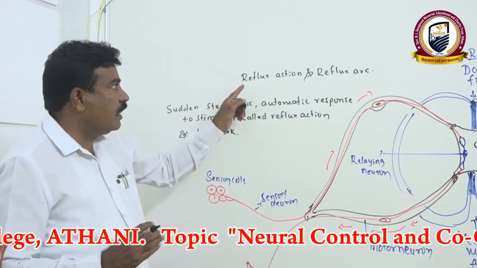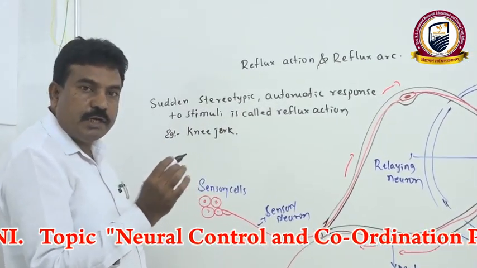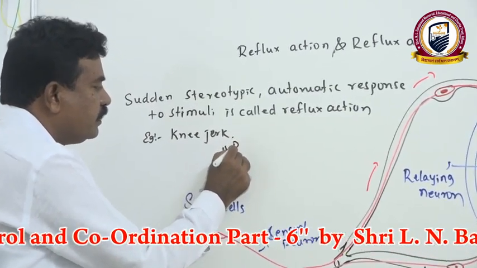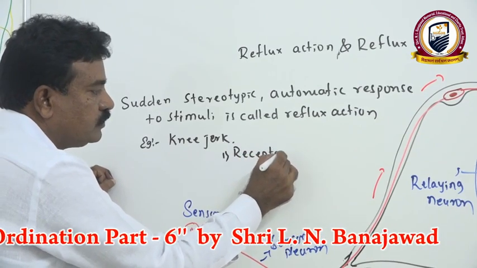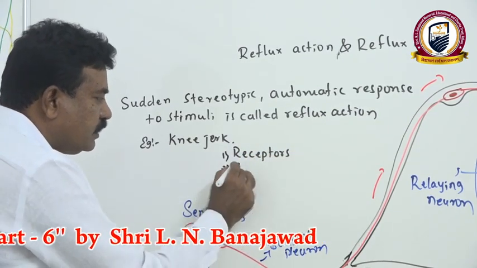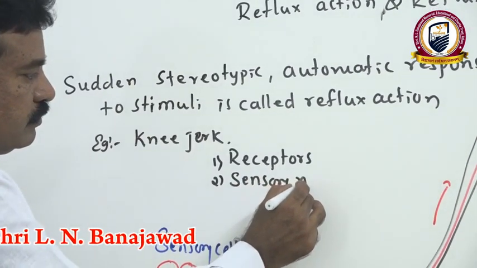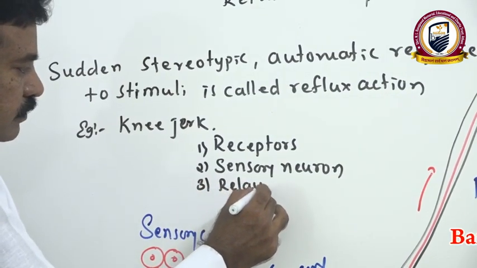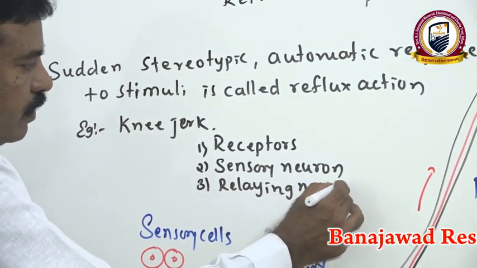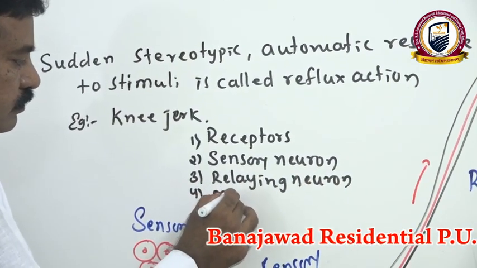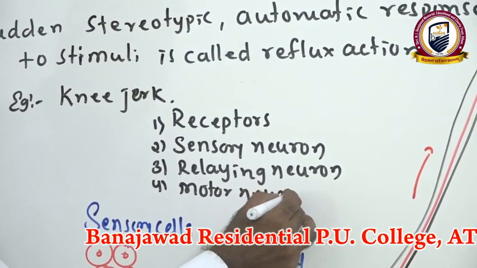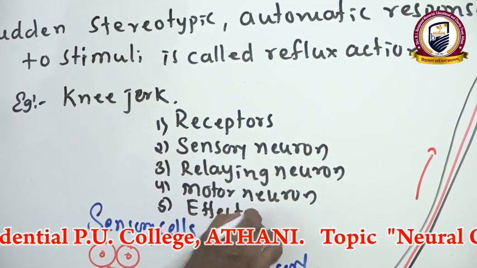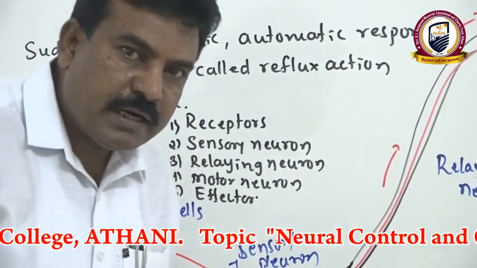The reflex arc is the structural and functional unit of reflex action. It has the receptor, then the sensory neuron, then the relaying neuron, the motor neuron, and finally the effector. The effector may be either muscles or glands.